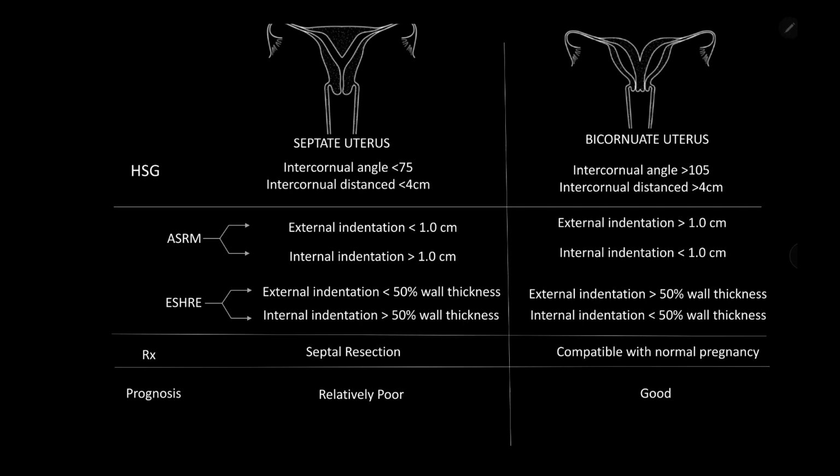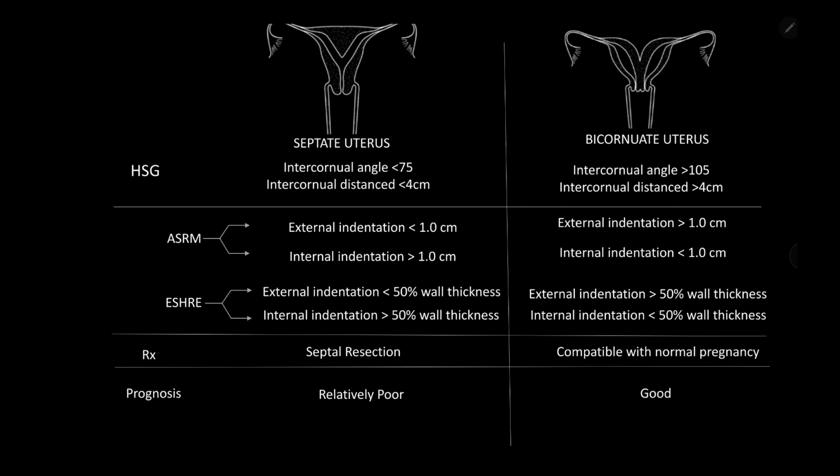It is opposite for bicornuate, in which obviously we measure the external indentation first, and if it is greater than 1 centimeter, then directly it is bicornuate uterus. It is similar for ESHRE as well, but the only difference is that instead of using an absolute number, they measure it in proportions to that of the uterine wall thickness. That is, if the internal indentation is greater than 50% of the uterine wall thickness, then it is septate uterus, and if the internal indentation is less than 50% and the external indentation is greater than 50% of the uterine wall thickness, then it is bicornuate uterus. The treatment and prognosis of both of them is given here.